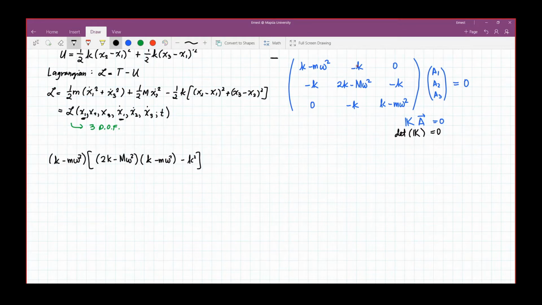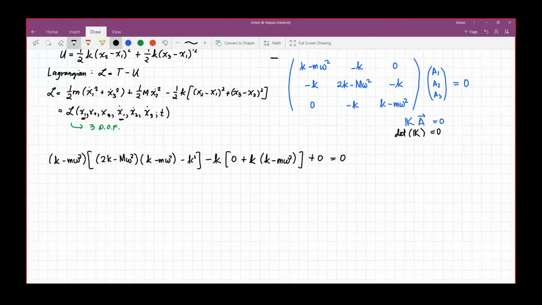Okay, and then this K times, multiply, minus multiply. This is plus K times (K minus M omega squared). Then 0 equals 0.